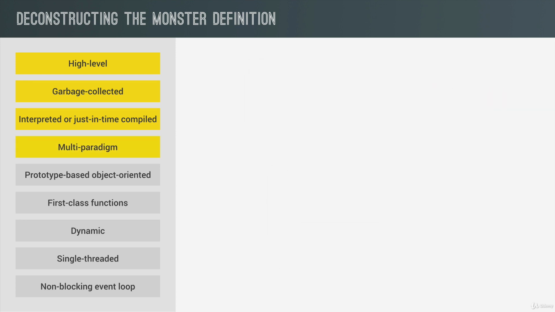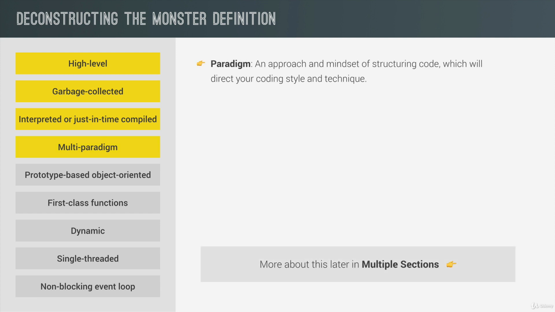Now, one of the things that makes JavaScript so popular is the fact that it's a multi-paradigm language. In programming, a paradigm is an approach and an overall mindset of structuring our code, which will ultimately direct the coding style and technique in a project that uses a certain paradigm. And this definition still sounds kind of abstract, but don't worry, it will become more clear as we move on.